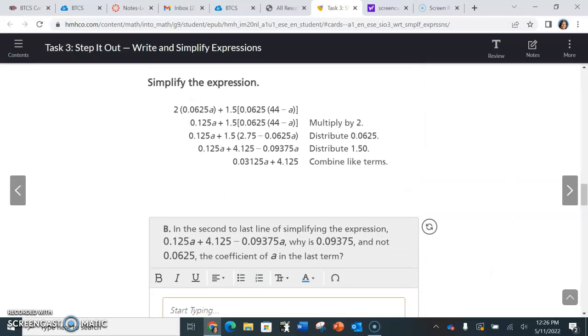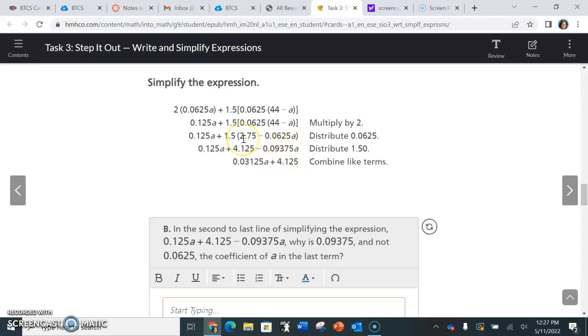All right, now it says to simplify the expression. So they're going to use the distributive property. They're going to do 2 times this expression here, which gives you this, and 1.5 times this first number here. And it looks like they've got to do distributive twice. So we're going to do this number times 44, and then this number times negative A to get this. And then we're going to use the 1.5 times 2.75, which gives you 4.125. 1.5 times this negative 0.0625A will give you this number here.